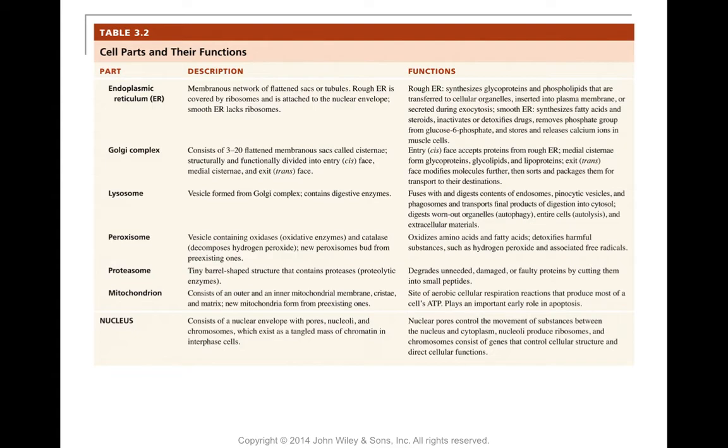It creates glycoproteins, it creates phospholipids, it creates a lot of different types of biomolecules that are going to be either transferred from one organelle to another, or end up inserted in the plasma membrane, or secreted during exocytosis, whereas the smooth ER is going to be responsible for synthesizing fatty acids and steroids. It's also going to be involved in drug detoxification and storage and release of calcium ions in muscle cells specifically.